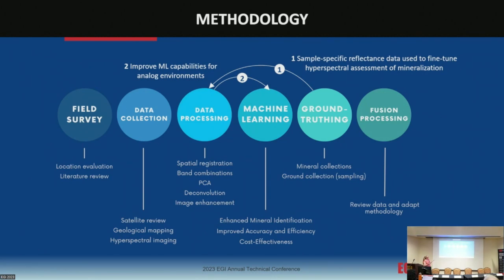So the methodology, I've introduced this before, but I wanted to just show how that previous figure, that flow chart of hyperspectral data processing, fits into this methodology. And as you can see, field surveys are fairly basic, literature review, location evaluation, and then through the data processing, the ground truthing of taking minerals, the processing, and then going back to the data processing, machine learning, and bouncing back and forward until we get good data.